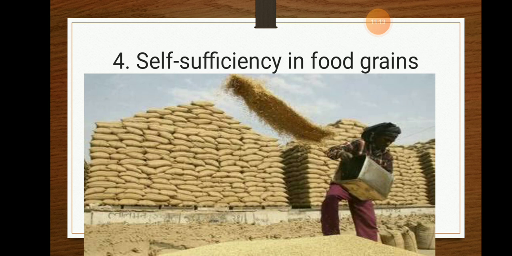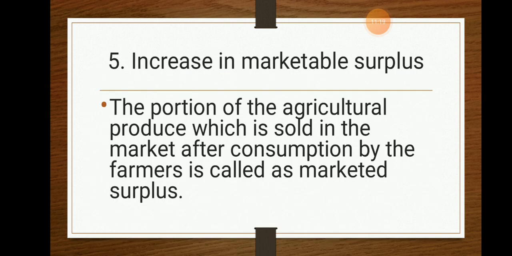So self-sufficiency of food grains is one of the major things made by the green revolution. Next is increase in marketable surplus. Now, what does this marketable surplus mean? The portion of the agricultural produce which is sold in the market after consumption by the farmers is called marketed surplus. Now, what is this marketed surplus in detail?